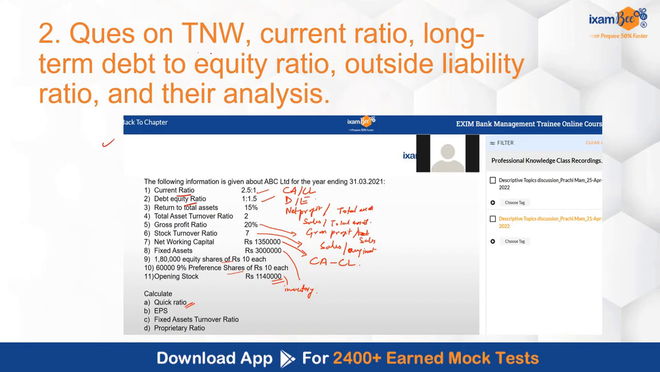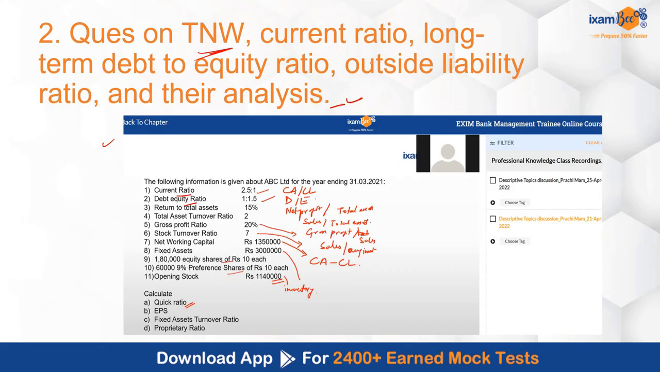So what exactly is TNW, the tangible net worth? So you had to use the formulas and do the analysis. This kind of question was there in the examination. Okay, so TNW basically measures a company's financial leverage, whatever leverage a company has, and it is calculated by dividing the total liabilities of the company by the total net worth.